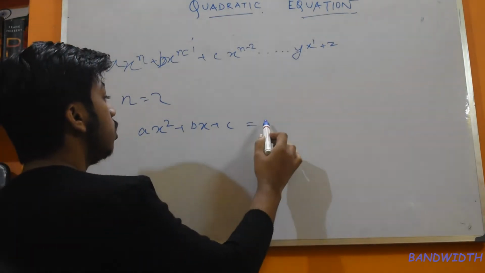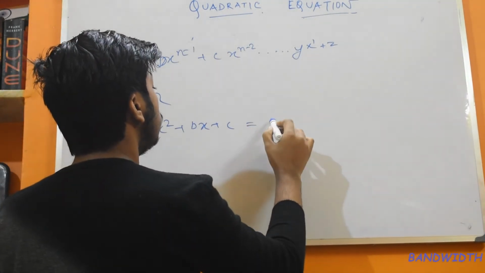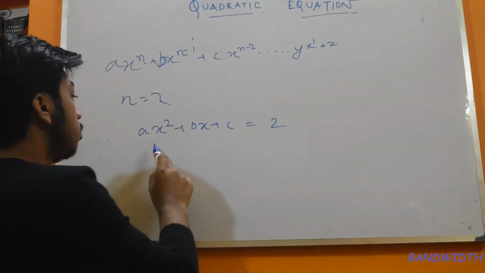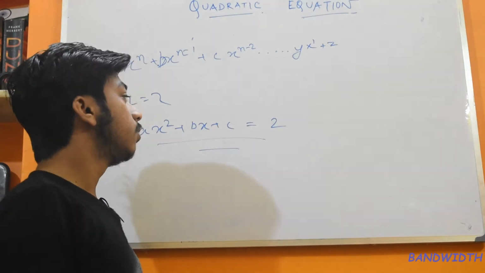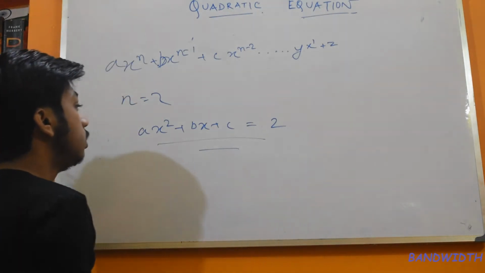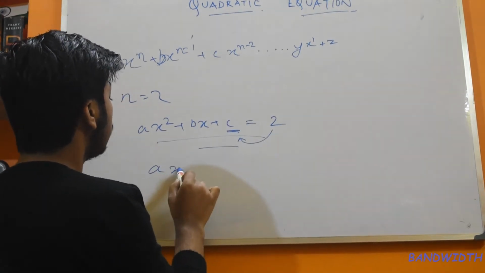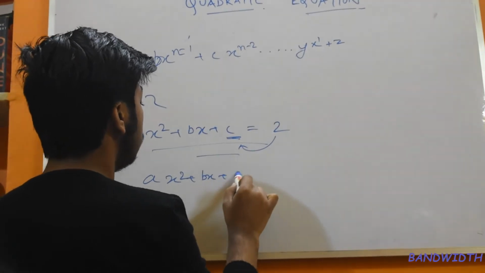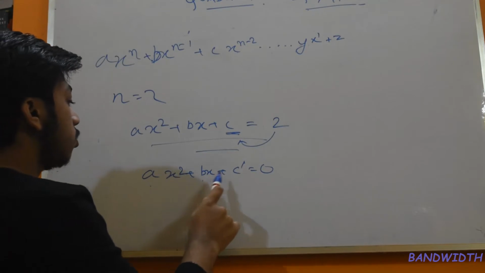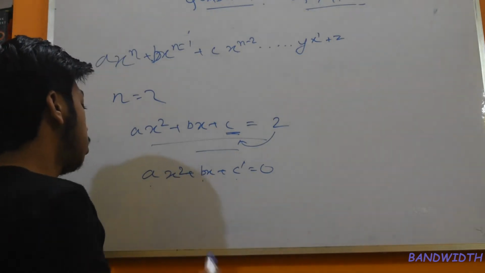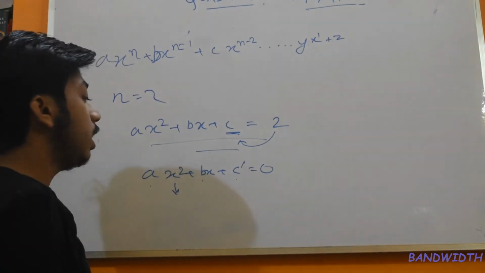What happens if we equate it with a constant? Suppose 2. This is what we call a quadratic equation, a 2 degree polynomial which is equated with a constant. Now this is a constant, right? So you can bring it up here and we can write ax square plus bx plus c dash equals to 0, where a is a constant, b is a constant, c is a constant, and they are known as coefficients. This is a variable. This is known as a quadratic equation.